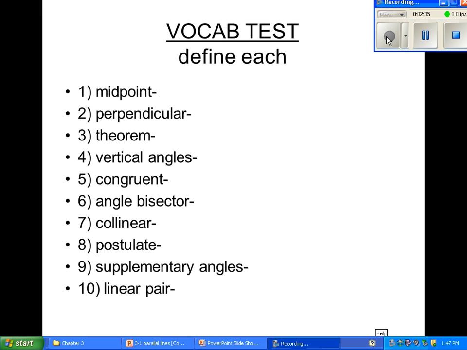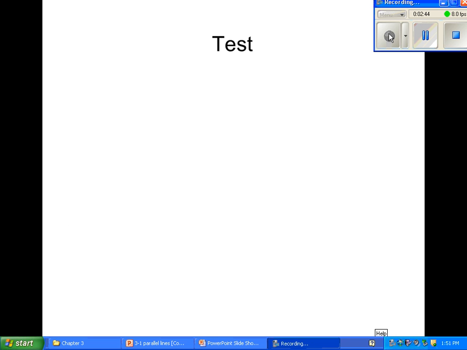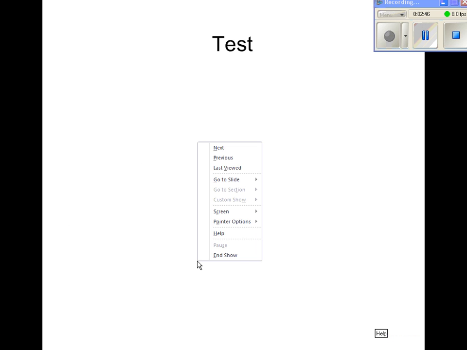Linear pair. What's a linear pair? Two angles that together form a... All right, you should be ready to ask me questions.